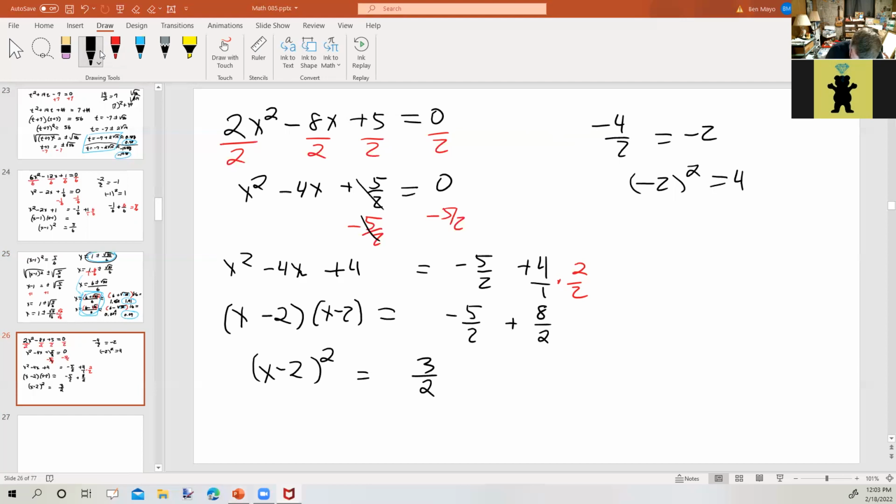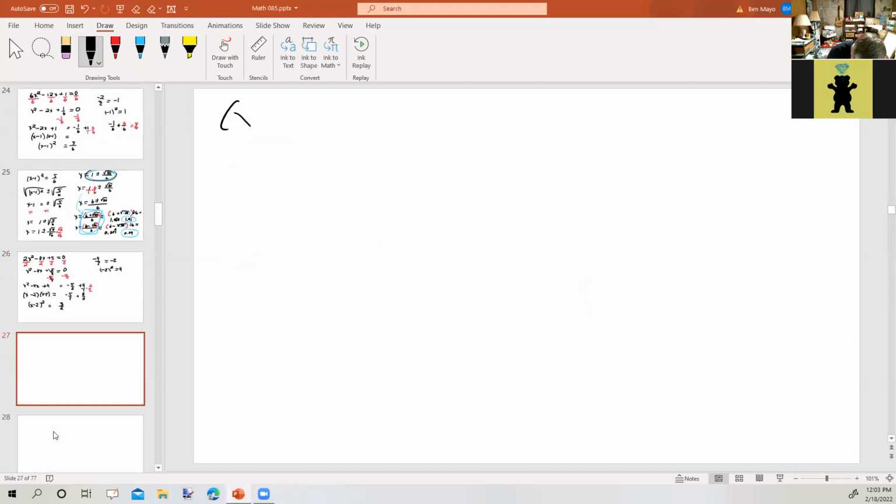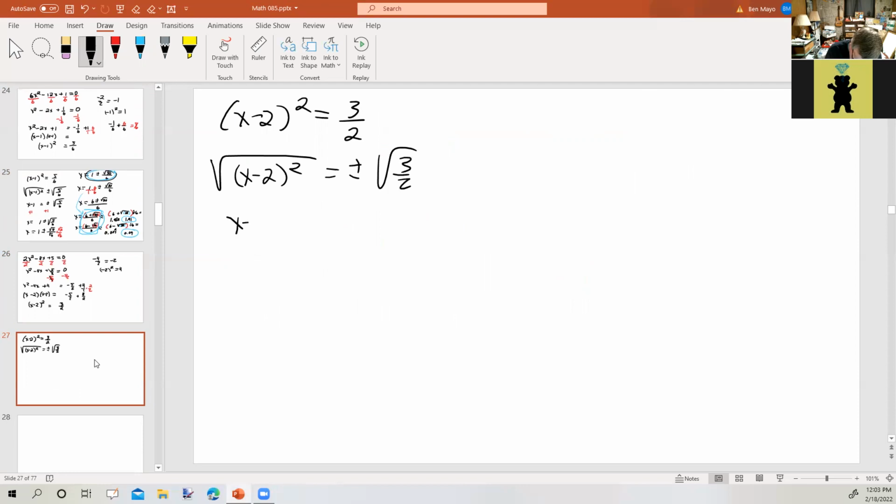I'm going to copy that on the next page. Hang on here a second. So we're going to have x minus 2 squared equals 3 halves. Take the square root of both sides, including the plus or minus. So I get x minus 2 equals plus or minus the square root of 3 over 2. I'm going to add 2 to both sides of the equation. X equals 2 plus or minus the square root of 3 over 2.